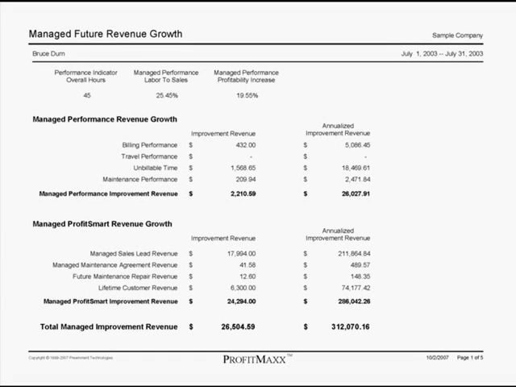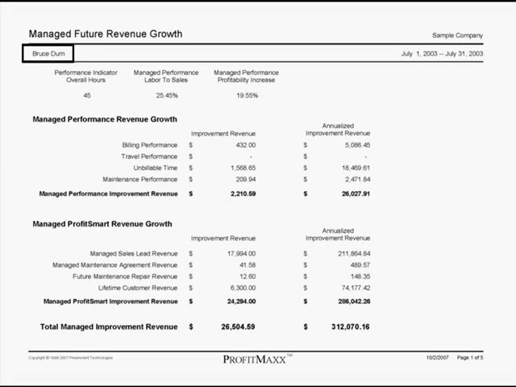The Managed Future Revenue Growth Report is looking at the 6 areas that you stand to gain the most within your company. This report is broken down into 3 sections. The first gives you the overall performance indicators and what the improvement would be if the tech met your expectations. The Managed Performance Revenue Growth section shows you the improvements you could realize by better managing the tech's actual performance while he is performing service and maintenance work. The Managed ProfitSmart Revenue Growth section shows you the improvements you could realize by better managing and training your technicians in ProfitSmart activities. First, let's look at the overall performance section on top.